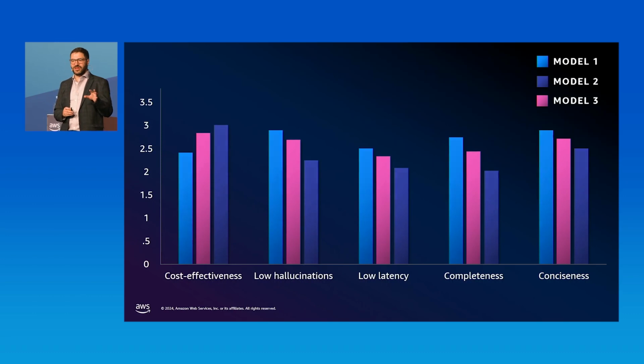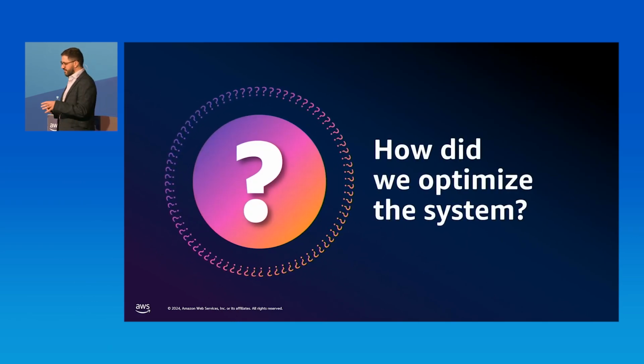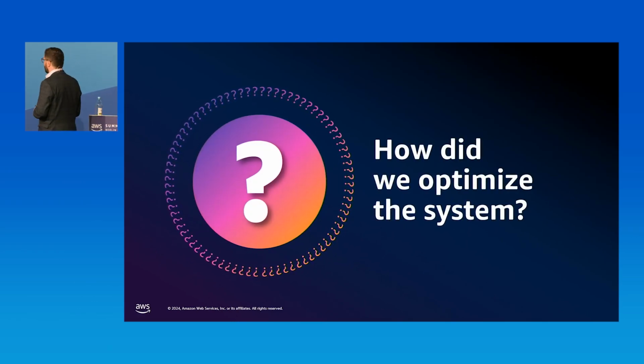So the recommendation here is to pick one model that is good for your application. In this case, I picked cost effectiveness, right? And then you optimize the rest of your application to make it work. You optimize it for hallucinations, you optimize it for completeness, etc. But you need to pick one to start with. Right? So what kind of optimizations can you do?